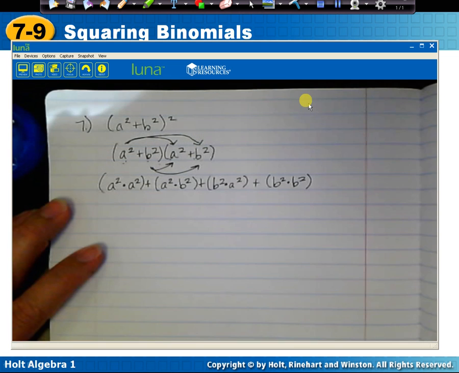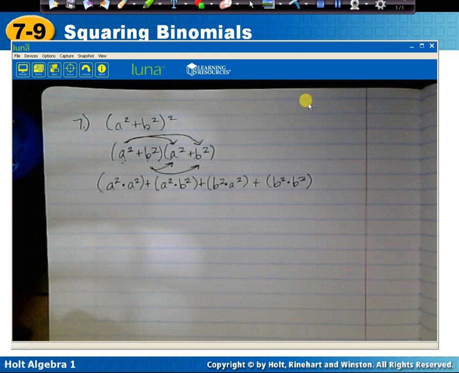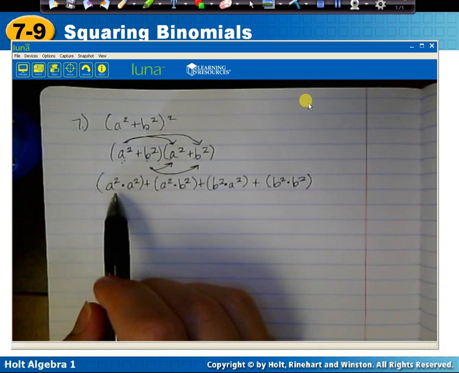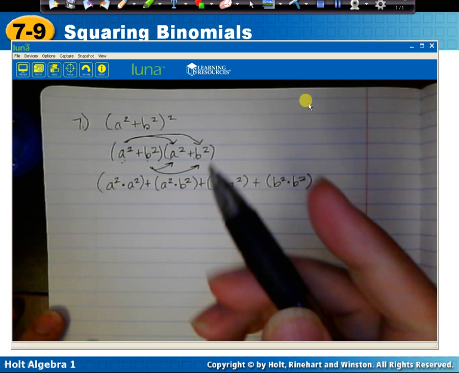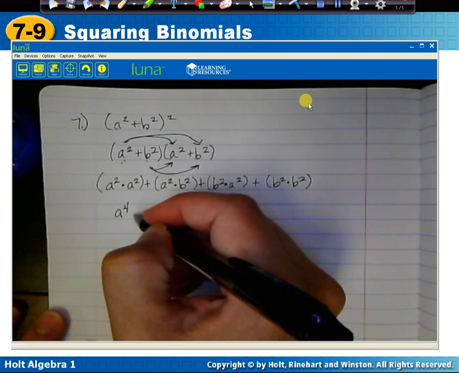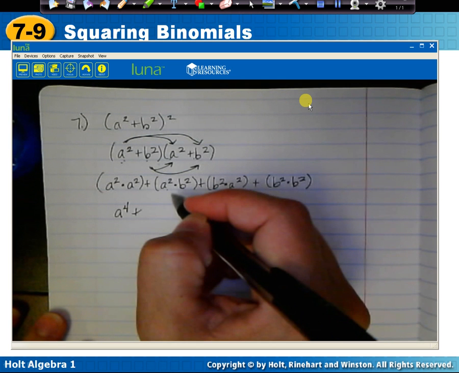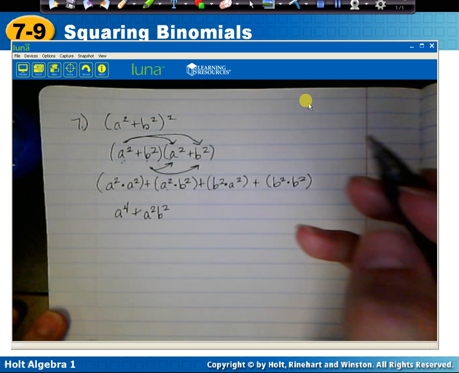And now I'm just going to multiply these out. I know how to multiply these because I know my exponent properties, and I know that when I have the same base and I'm multiplying, I'm adding the exponents. So a squared times a squared equals a to the fourth. Plus, here I have a squared and b squared. They are not the same base number, so that simply equals a squared b squared.